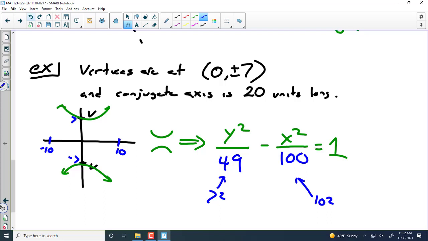Are we happy or sad about that? Did we do okay? Anyone have a question or a comment? We're going to do a harder one next. We're going to do one where you're not given the information you want necessarily. We're going to do one where you're given the focus instead, or the foci instead. See if we can handle that.